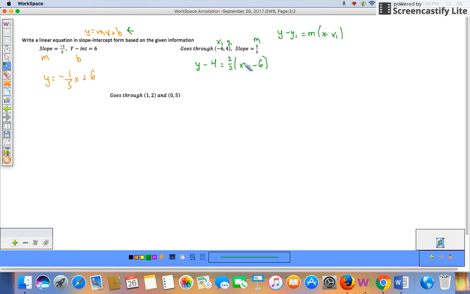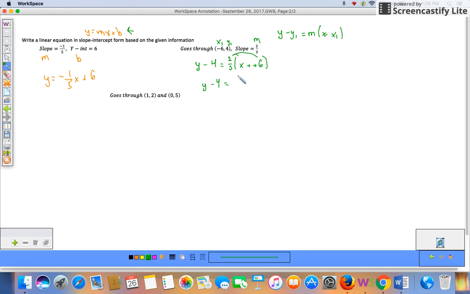Now, we can approach this a couple different ways here. First of all, minus and negative, I'm going to go ahead and change that to plus or positive, so we're not dealing with double negatives there. On the left side, I'm actually going to go ahead and leave that alone. I'm just going to leave it as y minus 4. On the right side, I'm going to go ahead and distribute that 2/3 through.